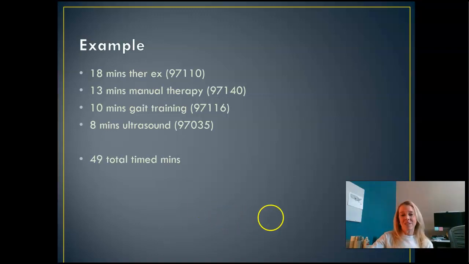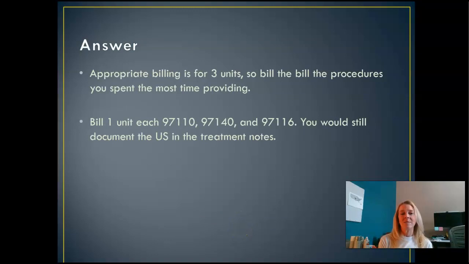So the answer to this one is that we are going to bill for the 3 things that we spent the most time doing. So that would be the Therax, the manual therapy, and the gait training. You'll still document the ultrasound, you still did the ultrasound, you just can't bill for the ultrasound because there weren't enough total minutes of treatment.